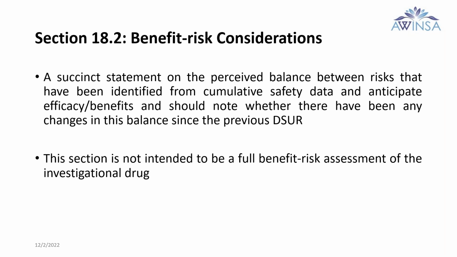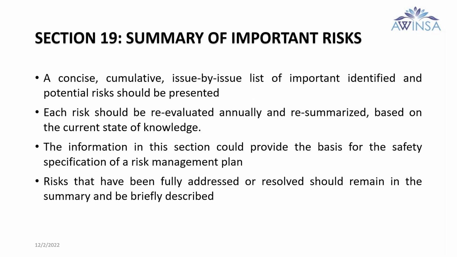maybe if you move to the next slide, which is section 19. So in this particular section, we have to talk about the important risk, the potential risk, and the missing information. So important identified risk is something wherein some information regarding the safety concerns have already been established. So if we know that a particular drug is known to cause hypersensitivity, or if we know that a particular drug is known to cause say hepatotoxicity or any known safety concerns, so they are kind of list of important identified risks.